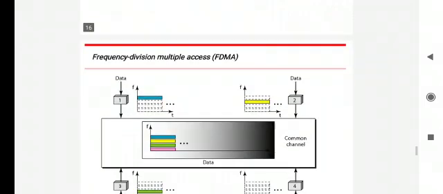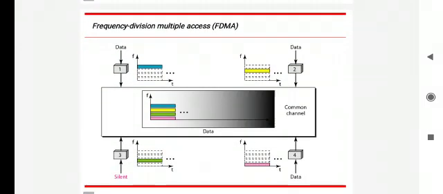The first one is frequency division multiple access, which is also called FDMA. In frequency division multiple access, the available bandwidth is divided into frequency bands. Each station is allocated a band to send its data. In other words, each band is reserved for a specific station and it belongs to a station all the time.